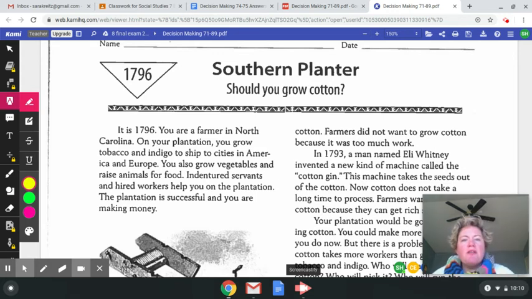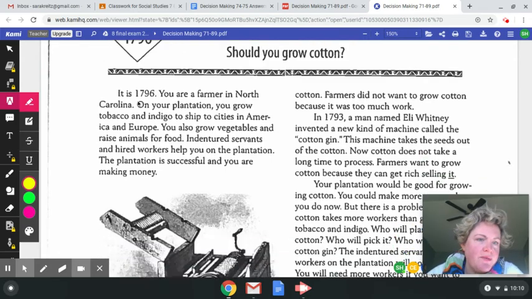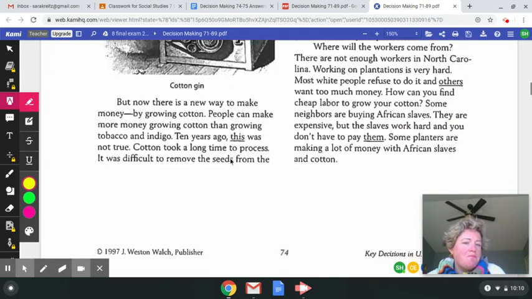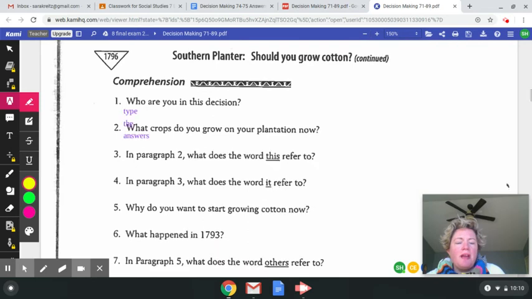All right, so you're a Southern planter trying to decide if you should grow cotton. The year is 1796. I'm noticing a picture of a cotton gin. So I wonder what that device is. I see a handle here. Looks like some gears turn. And then you're looking at some questions.